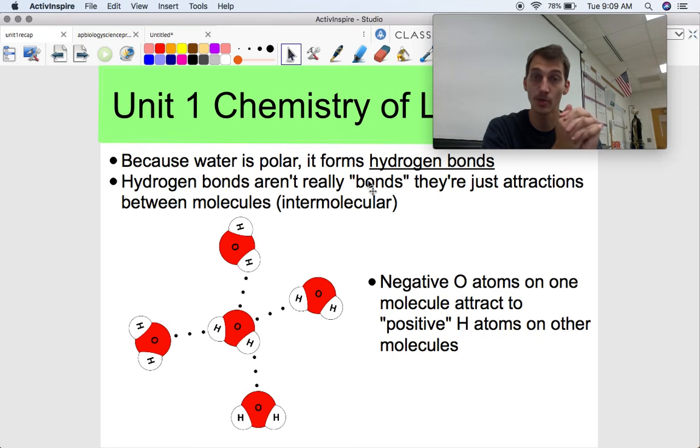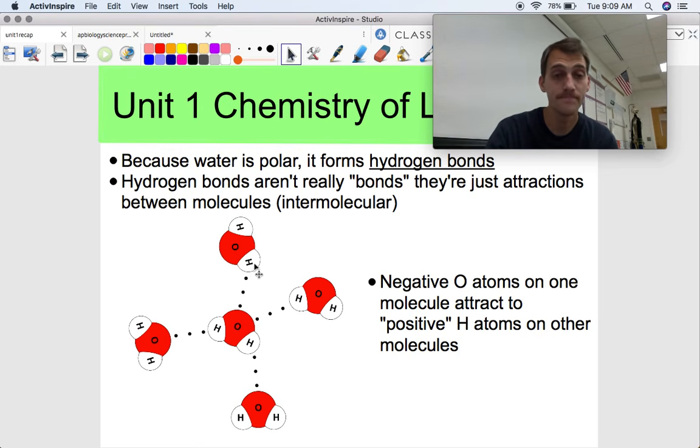And these hydrogen bonds are really going to keep these water molecules together. This picture is showing you here that, look, here's an oxygen that's got a partial negative charge, and it's attracting, because opposites attract, right? Negative and positive attract each other. It's attracting these positive hydrogens over here, and the hydrogens on the same water molecule are attracting the negative oxygens over here.